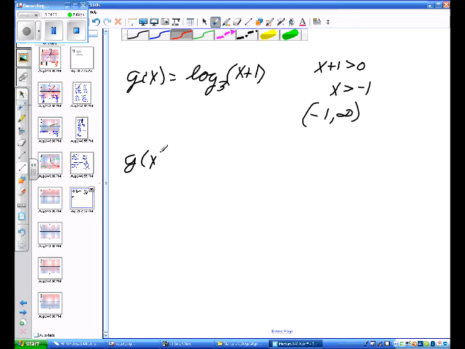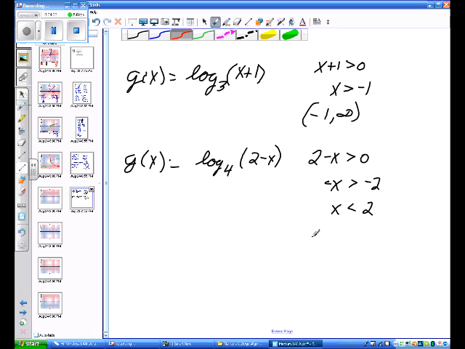If we have g of x is equal to log base 4 of 2 minus x. Well, again, this number has to be greater than 0. So if we do that, then we have subtracting 2 and dividing by -1, we had to switch. So x has to be less than 2. So that means that our domain would be from -infinity to 2. And those are the values then that when you substitute in will give you a positive number here, a number greater than 0.